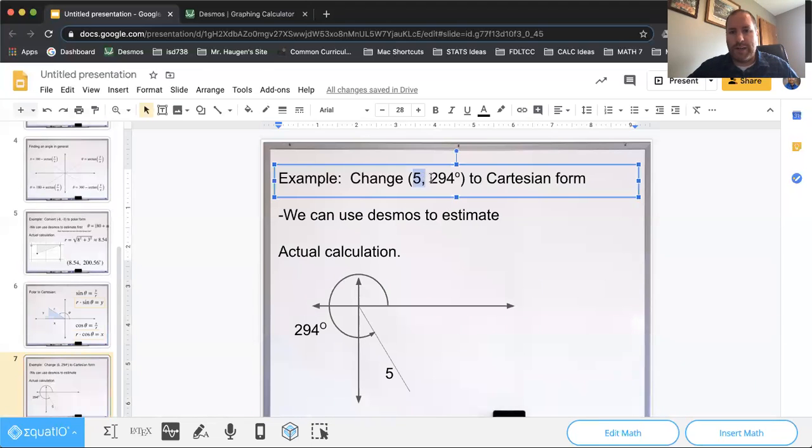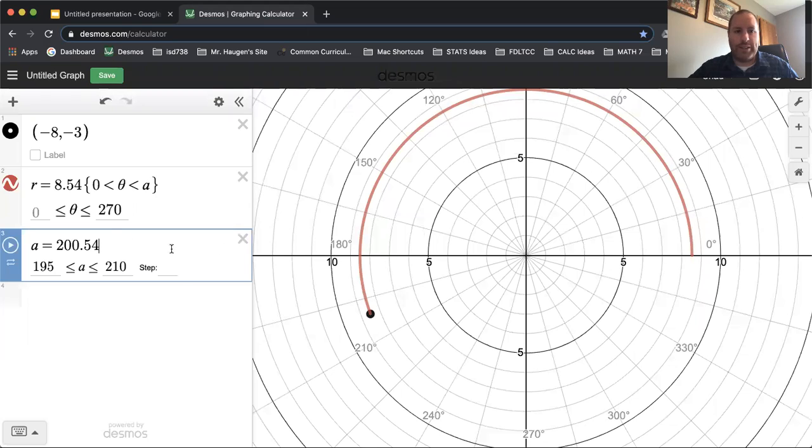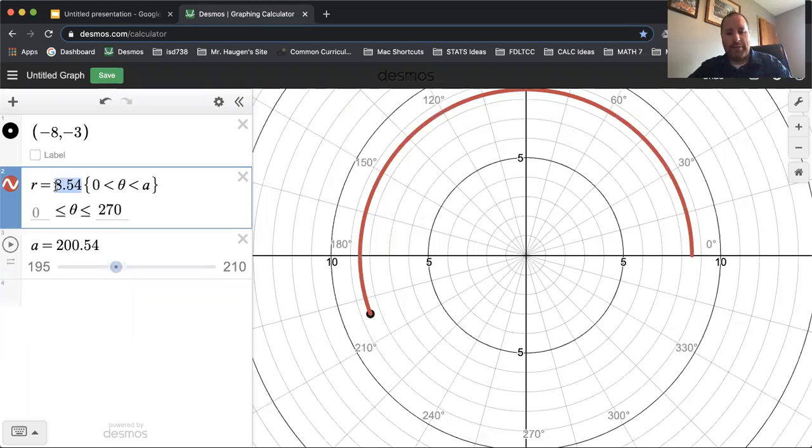So this one is 5 and then 294 degrees. So it's in polar form. So we're going to change that back to Cartesian form. So again, I'm going to go ahead and look at where exactly that is. So that means we have a radius of 5 in this case.